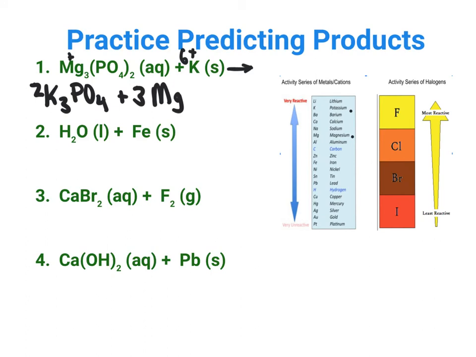Okay, let's look at the second one, H2O, and iron. We'll do this one in blue. Remember to think of this as HOH. Fe is the plus, H is a plus. I go to my chart. Fe is higher than H, so this reaction will happen. So now Fe is going to replace the H.